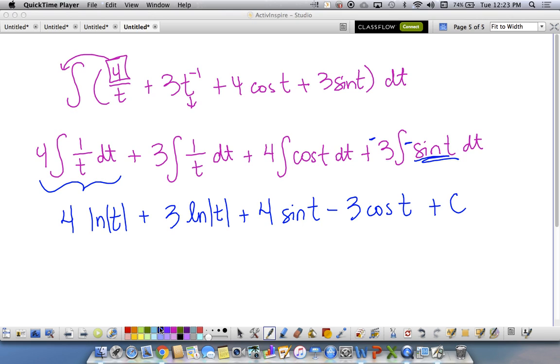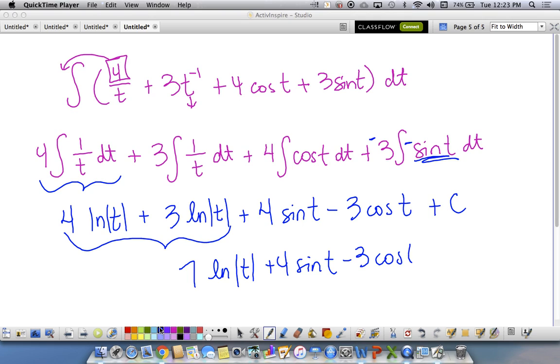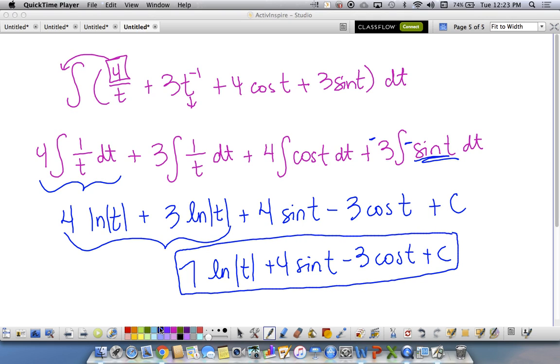Now, one thing that they do in the book, if you have 2 things that are common, can you put them together? Yes. So 4 natural log t plus 3 natural log t would simply be 7 natural log t plus 4 sine t minus 3 cosine t plus c. Thought that one I wouldn't have to rewrite, but we need to combine. Okay? We're done. That is integrals of a sum and with the 1 over x. You guys are rocking this.